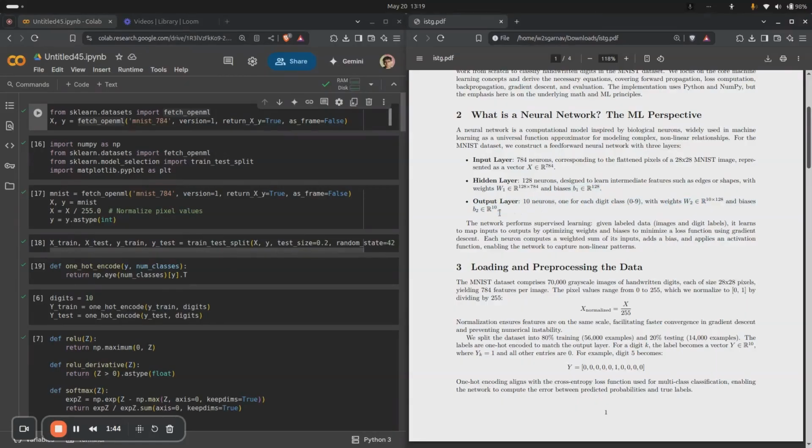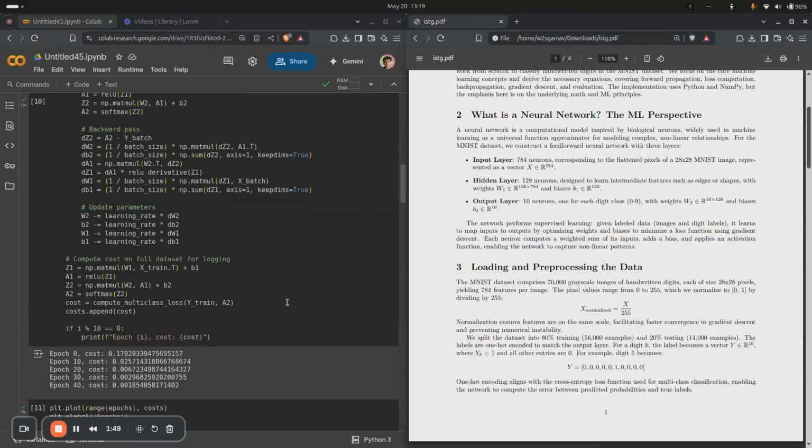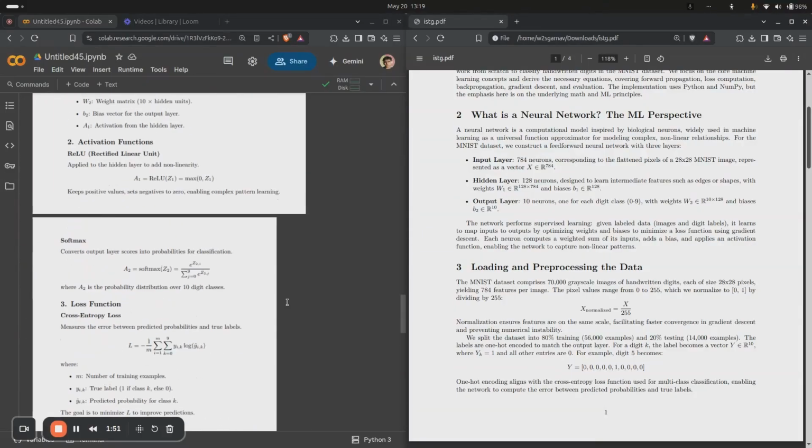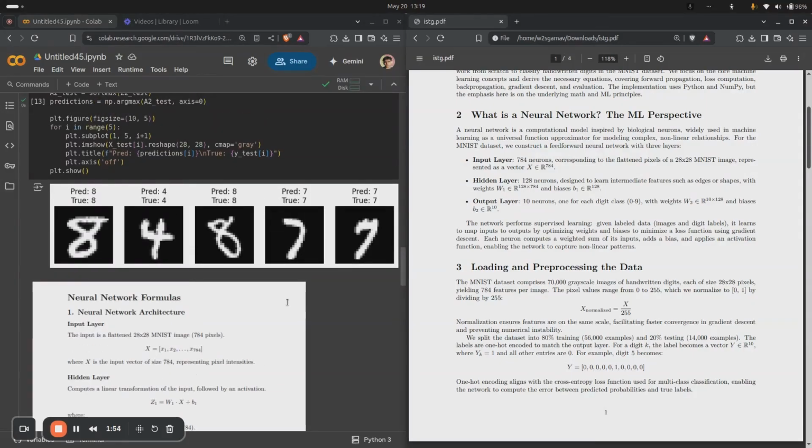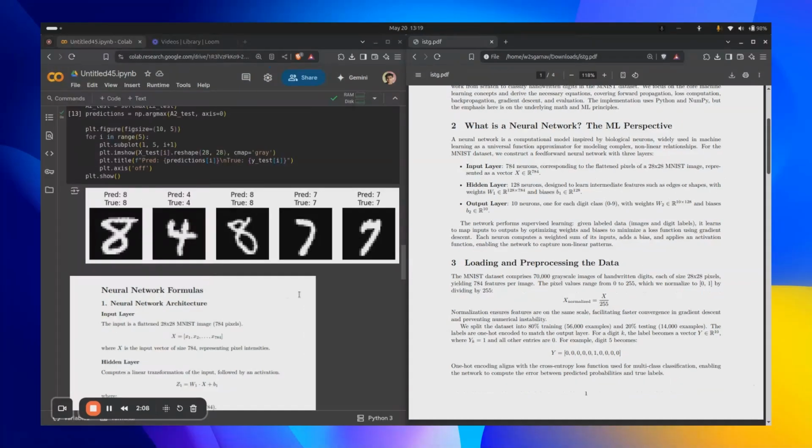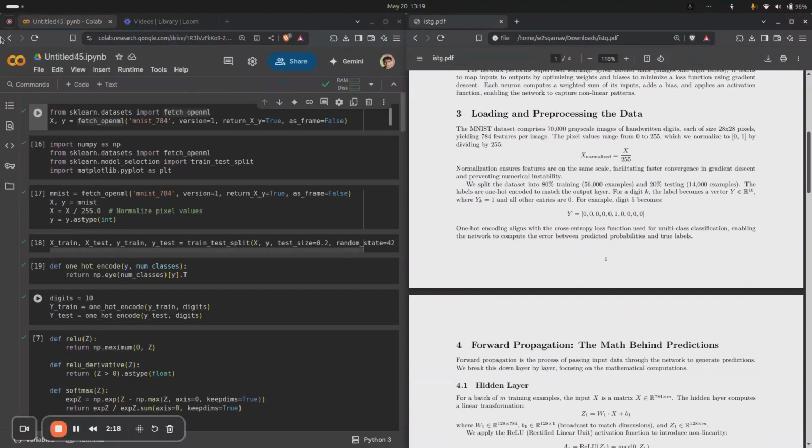The network performs supervised learning given labeled data, that is, images and digit labels. It learns to map inputs to outputs by optimizing weights and biases to minimize the loss function using gradient descent. Each neuron computes a weighted sum of its inputs, adds a bias, and applies an activation function, enabling the network to capture non-linear patterns. So now we go forward to loading and pre-processing the data.